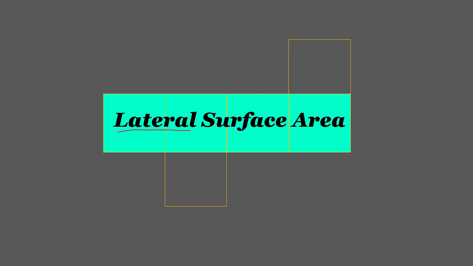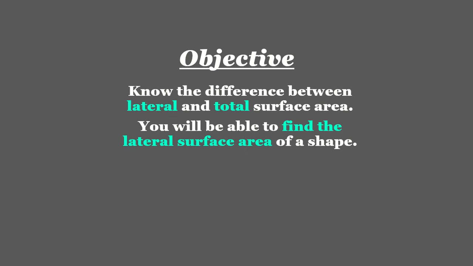All right, your objective today is to know the difference between lateral and total surface area. Two different words, they have different meanings. You need to know which one is which. Also, you will be able to find the lateral surface area. This is actually something to calculate. So you have a definition objective as well as calculating something. All right, moving right along.